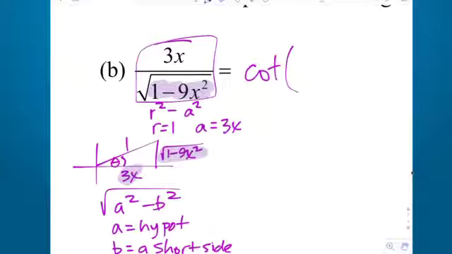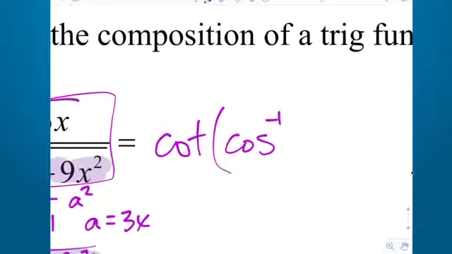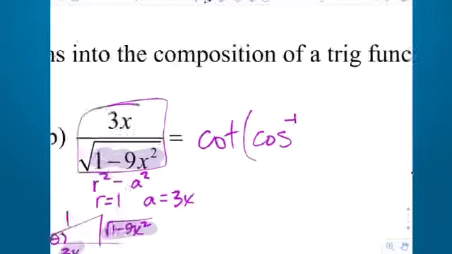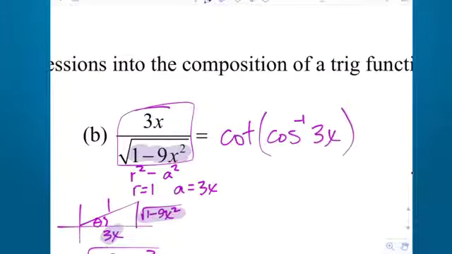So which ratio is 3x over 1? That is the horizontal over the hypotenuse, which is cosine. So I'm going to put not cosine, but inverse or arc cosine of 3x over 1, which is just 3x. And there you go. Presto magic.